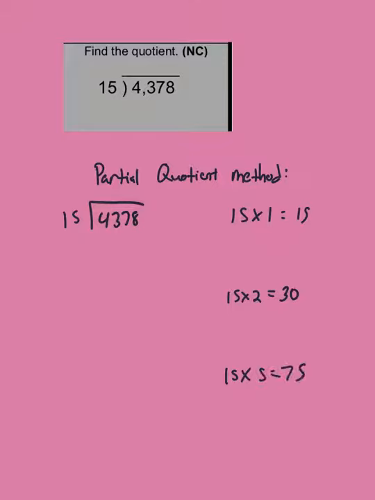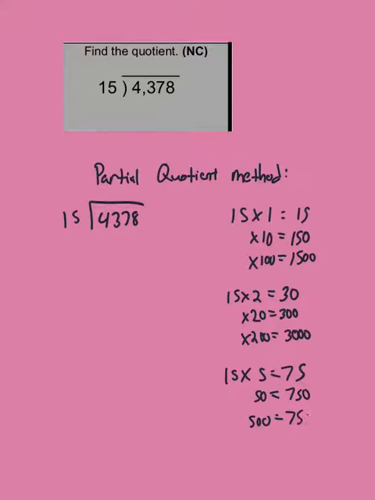And then I can just do the same thing times 10, add a 0 to 15 is 150, times 100, add 2 zeros is 1,500. Down here, if times 2 was 30, times 20 is 300, times 200 is 3,000. And down here, if times 5 is 75, times 50 is 750, times 500 is 7,500.